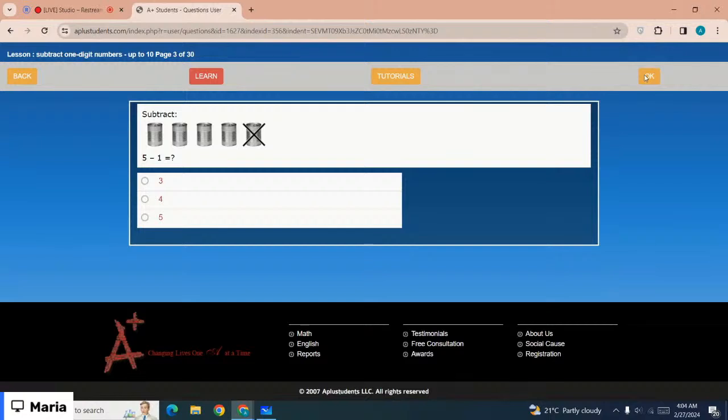5 take away 1. So which is the correct option? You have 5 tens, you remove the 1, how many tens are you left with? That is 5 take away 1 equals 4. Very good. The correct option is 4.